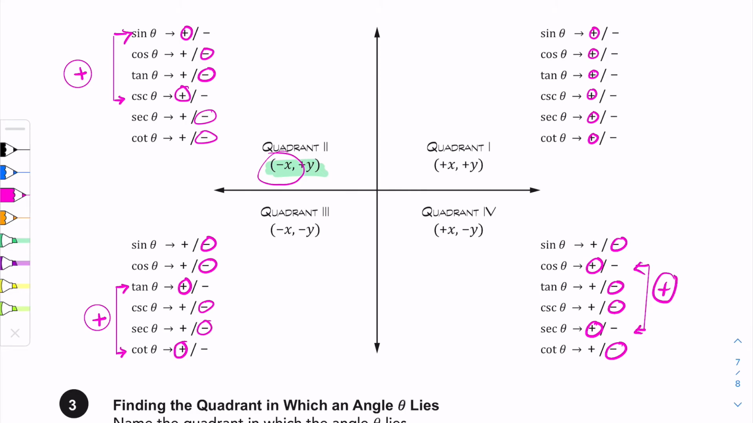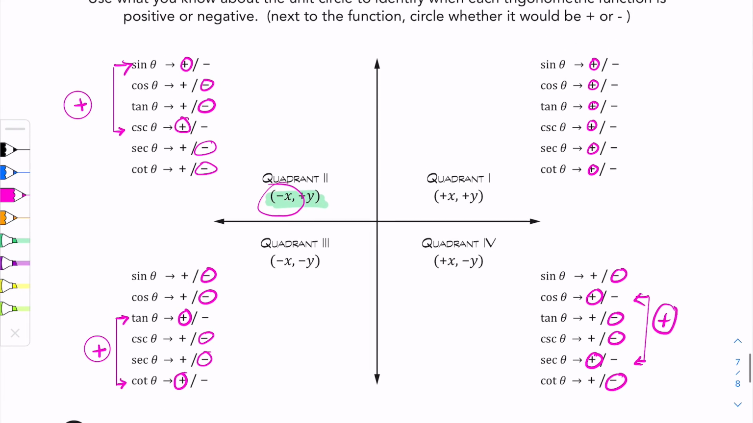All right, there's a saying that you'll notice if you look this up online. It's quite popular. It stands for starting in quadrant 1, working counterclockwise, but in the order of the numbers. So quadrant 1, all. Quadrant 2, students. Quadrant 3, take. Quadrant 4, calculus.